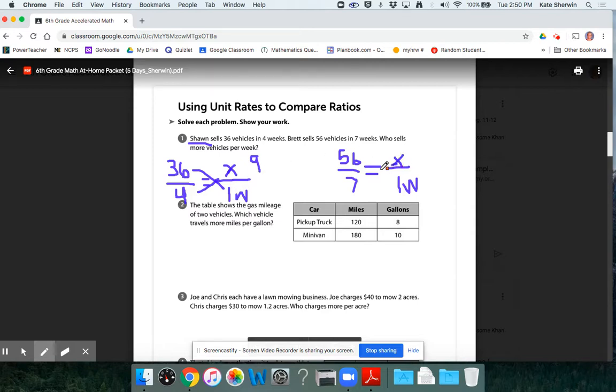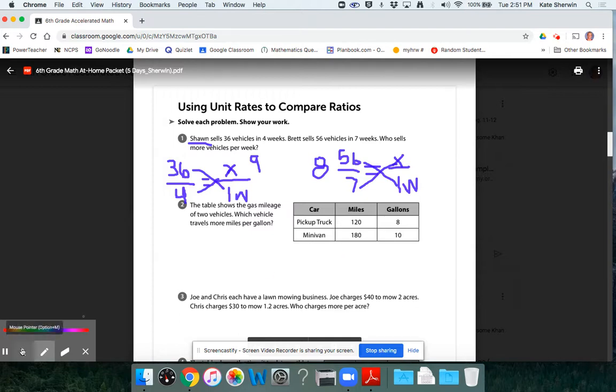Over here, if we cross multiplied, 7x is going to be equal to 56. 56 divided by 7 is 8. So Brett sells 8 vehicles per week. Now we can answer our question. Who sells more? Sean sells more. So that's what we'd write as our answer. Just Sean, or Sean sells more. So that's easy right there.